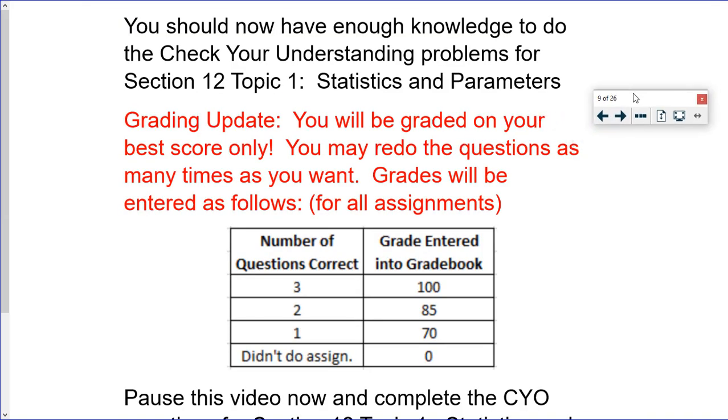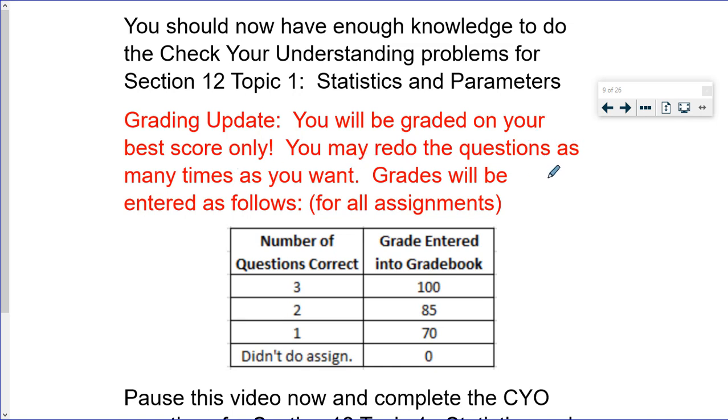Now, you should have enough information and knowledge to do the check your understanding problems for section 12, topic 1, statistics and parameters. There is a very, very important grading update. Please understand, on that first one that I had you do this past week, it was only about getting you online. You got a 100 no matter how good or how bad you did. So you're going to be graded this week and on future weeks on your best score only. You can redo those check your understanding questions as many times as you want.